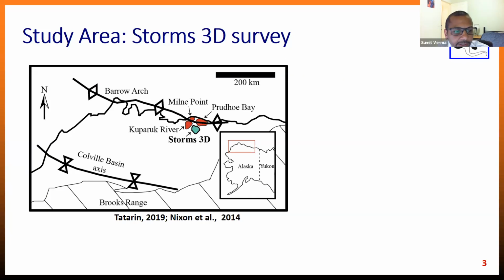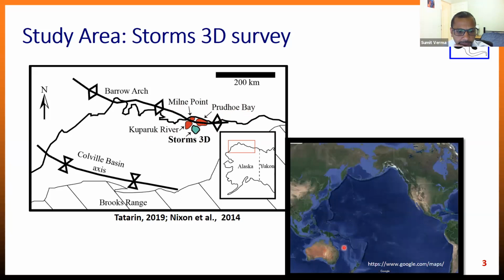The area here is very close to Prudhoe Bay, which probably everyone is familiar with. It's one of the biggest oil and gas fields in the United States, and there are Kuparuk and Lisburne. So Storms 3D is our study area, very close to that. Here I wanted to give a perspective for all the people in Australia to see where this Alaska region is located. I'm pretty sure everyone knows about it, but that's just to give a view that this is not too far from your homeland.